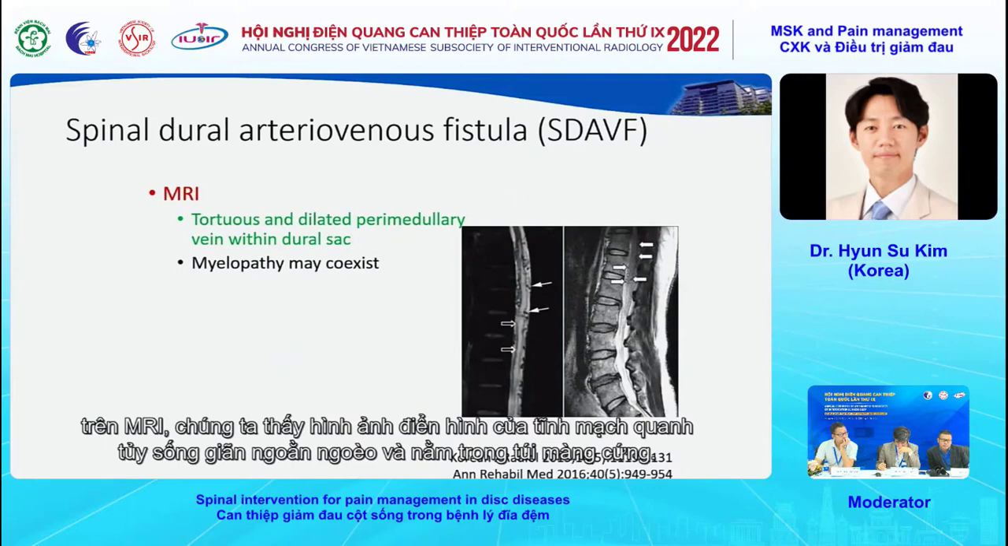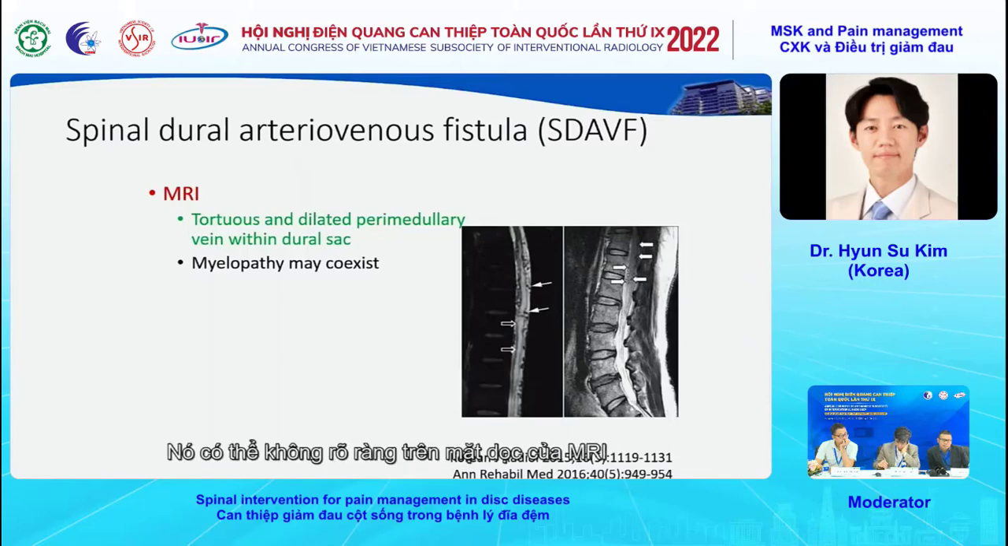On MRI, a tortuous and dilated perimedullary vein within the dural sac is a characteristic finding. It may be subtle on sagittal MRI of the lumbar spine level, so we need to pay special attention around the conus medullaris.